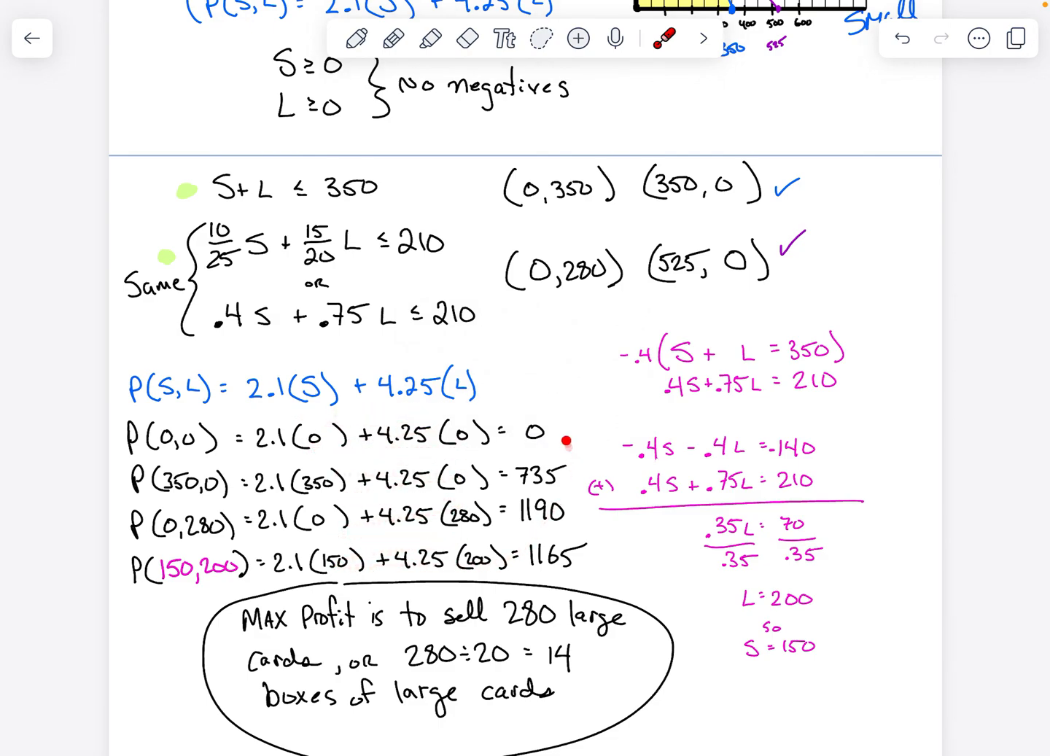Once I did that, I calculated all my profits. The largest one was the 1190, and therefore my maximum profit is for 280 large cards. That's the 280 right here. Or I divided it out and said 14 boxes of large cards. And that's the approach, short and sweet.